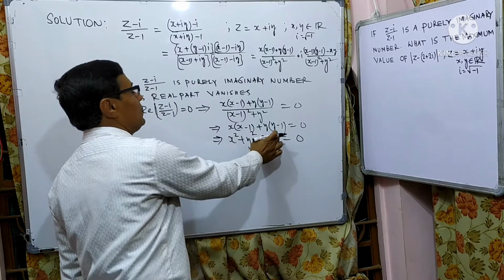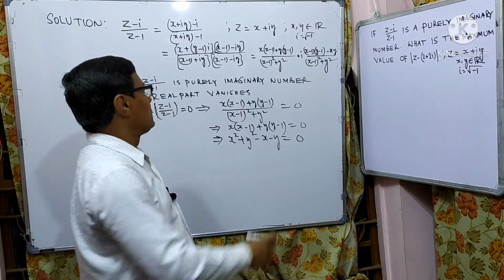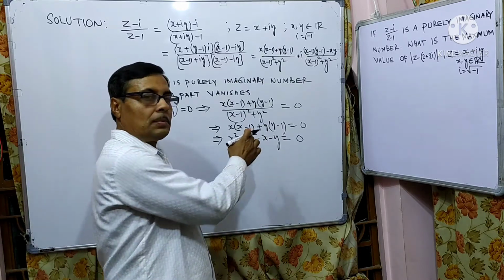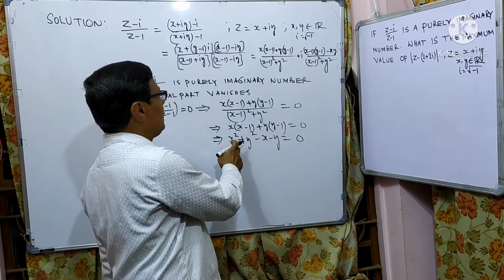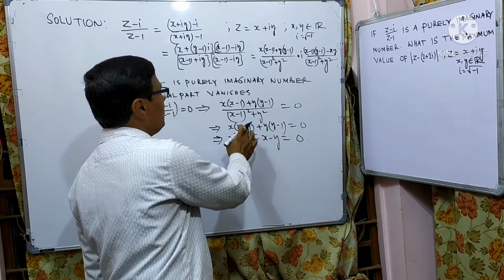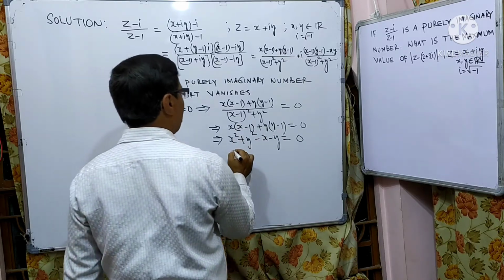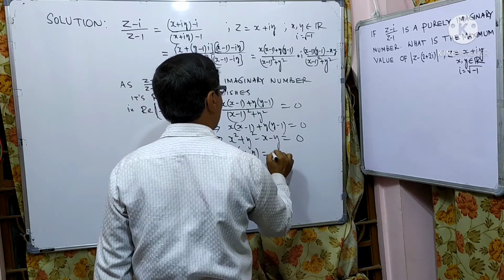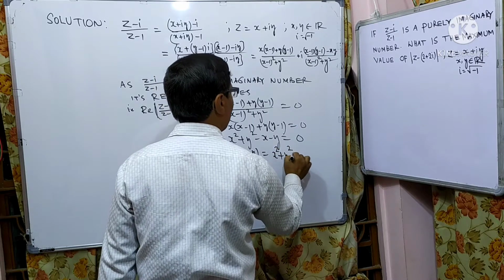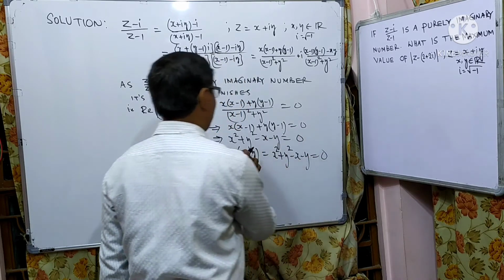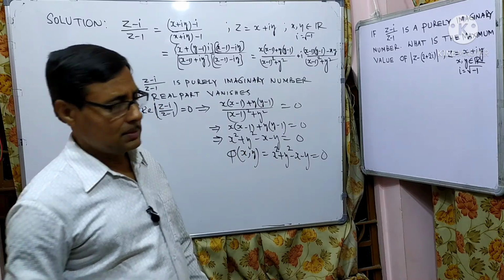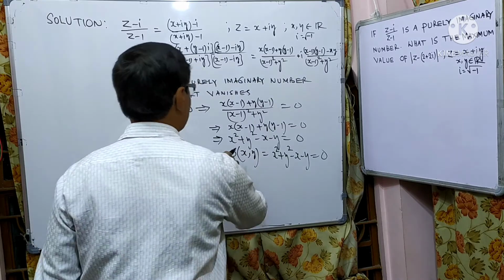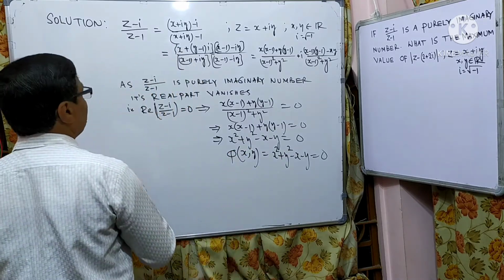This is an equation whose left hand side is a function of two variables, x and y. So we can consider this function as phi of (x, y) equal to x square plus y square minus x minus y. This is a function of several variables, here double variables x and y. This is phi of (x, y).